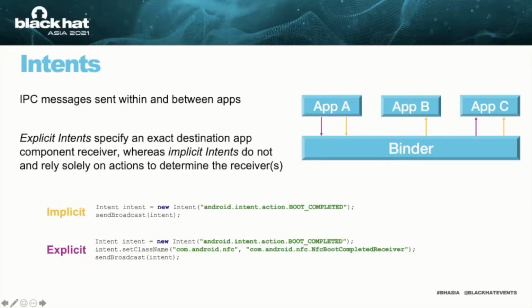An explicit intent is one where the sender defines the exact receiver that should receive the intent. So at the bottom is an explicit intent where the sender says, I want to send this to the NFC application, and specifically the NFC boot completed receiver should receive this intent.